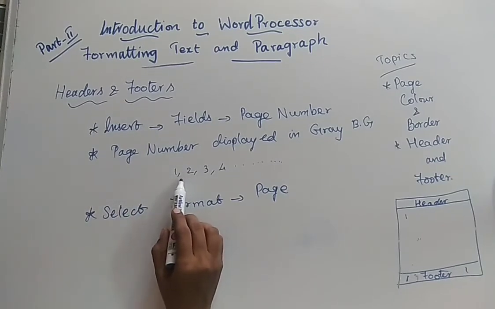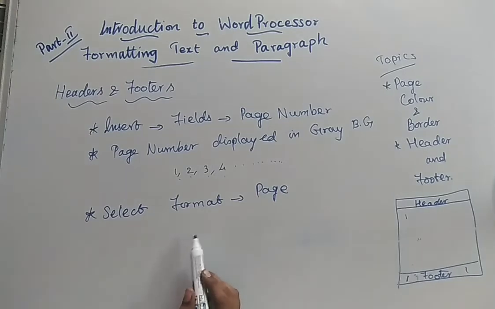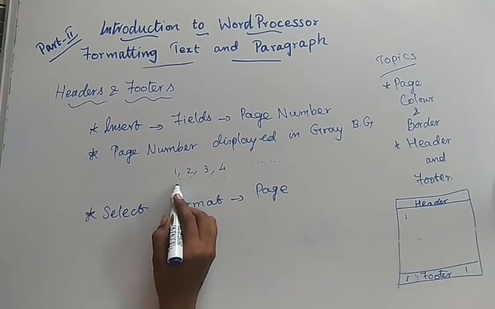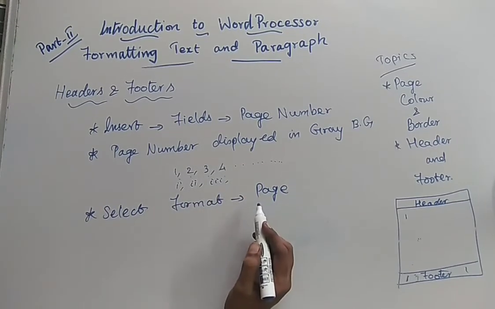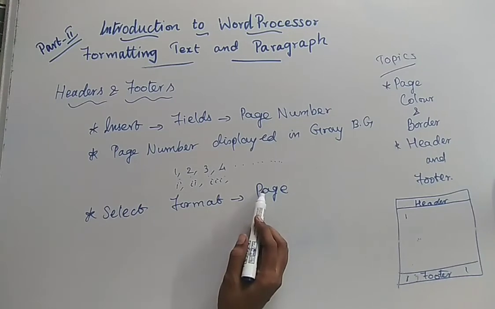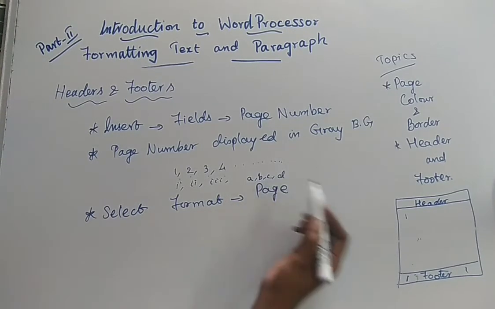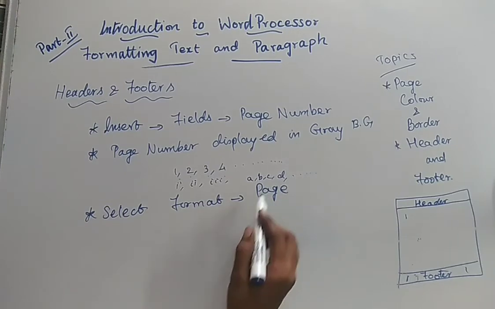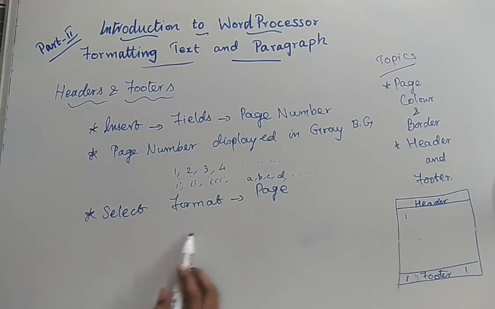Normally the page number will be displayed as 1, 2, 3, 4, like that, the sequence going on. For example, a few people may wish to have it in Roman numerals, that is I, II, III, like that. If you are going to have only 5 pages, you can have it like this. Some will be interested in having it as A, B, C, D, like that. If you want that combination, we are going to discuss it now. For that, what you have to do? Yes, you have to select Format, Page.